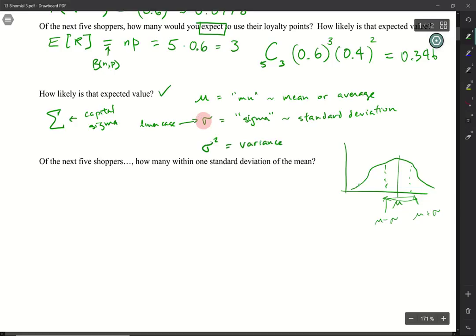Okay, and so how many shoppers are within 1 standard deviation of the mean? So what we want to do is find mu minus sigma and this interval mu plus sigma, right? And so clearly we already found the mean, right? So we want something to the left of 3 and something to the right of 3. And so basically we need to find what is sigma. So how do we find the standard deviation really quickly?